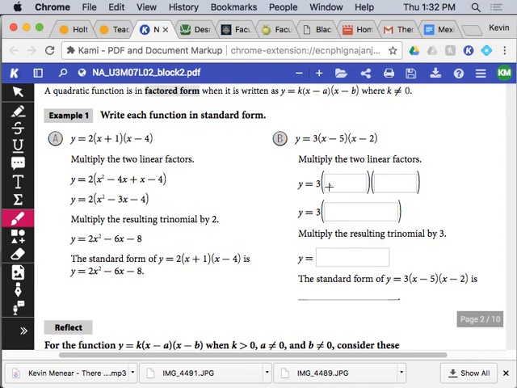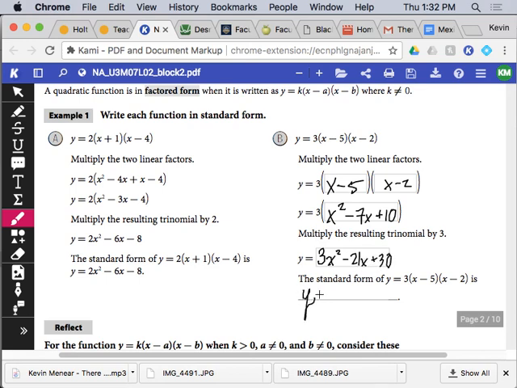So we have (x - 5)(x - 2). We FOIL it. x times x is x squared. x times -2 is -2x. Minus another 5x is -7x. -5 times -2 is +10. Then distribute in that 3, it becomes 3x squared minus 21x plus 30.